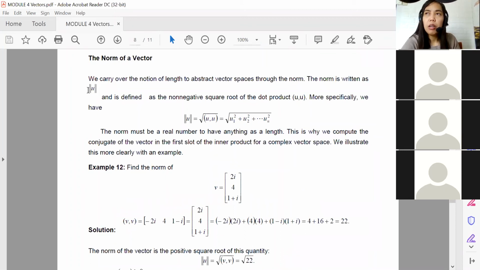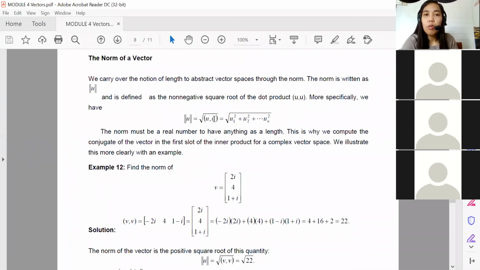It has two lines, because in absolute value, there is only one. So here, each has two. And it is defined as the non-negative square root. When we say non-negative, it is not negative. It's a positive square root. Okay? So it means that's the principal root of the dot product. But in the inner product or the dot product, it is UV. But when it comes to the norm, it is with itself. Okay? More specifically, we have, if we get the norm of U, that is the square root of UU.